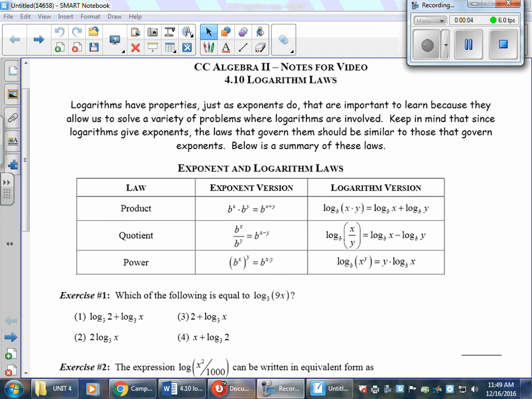Hi, Common Core Algebra 2, notes for video 4.10, Logarithm Laws. Logarithms have very much the same types of laws that exponents do, because logarithms are exponents.